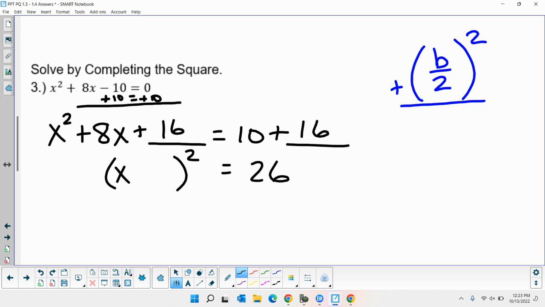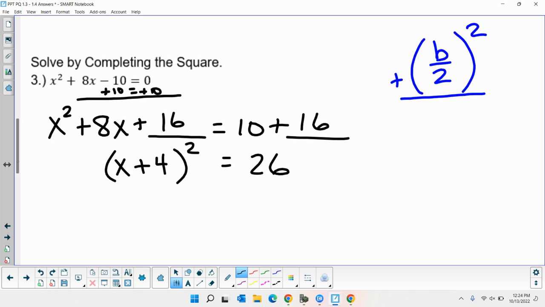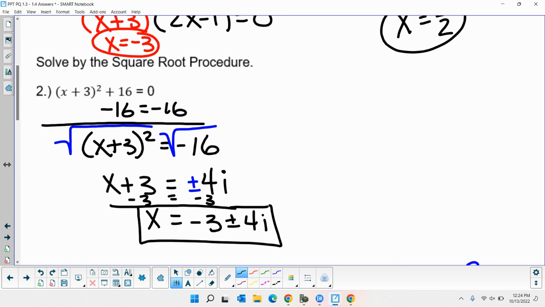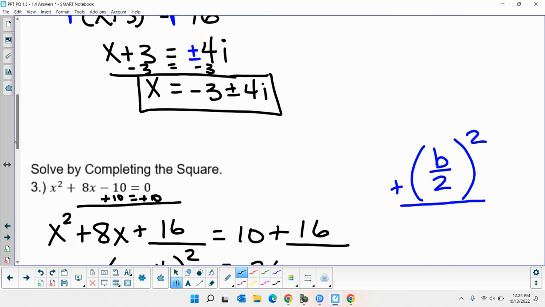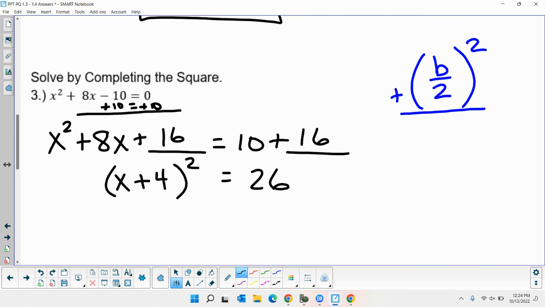Whatever's in front of the b, plus or minus, goes next. So this one's a plus. And then whatever you put in the blank, take the square root of that. What's the square root of 16? So that's what it looks like. So now number 3 looks like number 2, doesn't it? What do we do at this point? We square root, right?